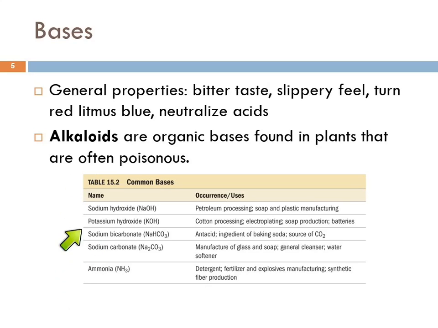And then there's this table. There aren't as many common bases. Sodium hydroxide, potassium hydroxide, sodium bicarbonate. This is the main ingredient in baking soda, and it's also used as an antacid. Sodium carbonate is a water softener. It's in a lot of detergents.